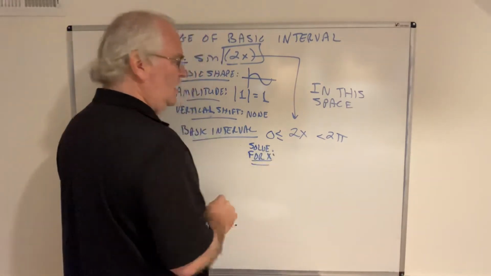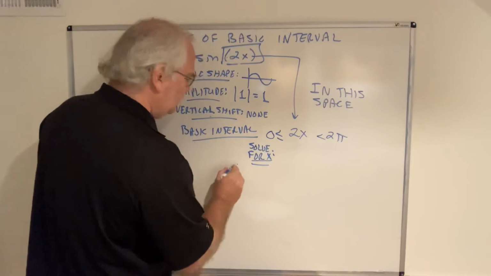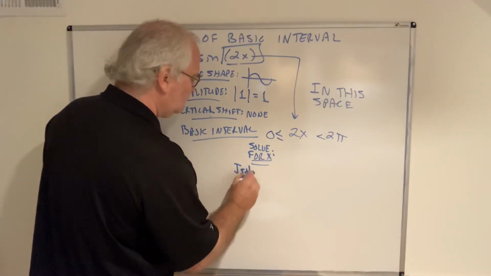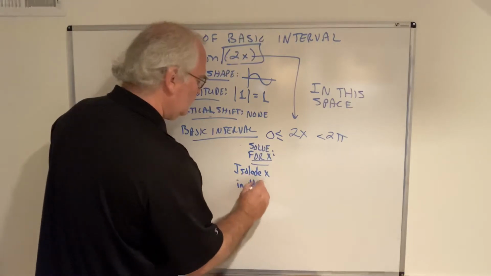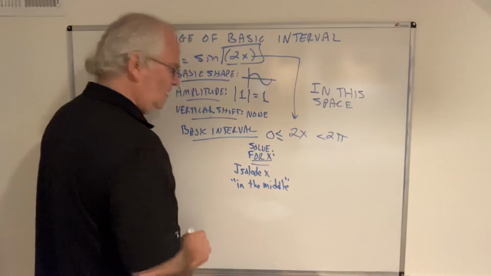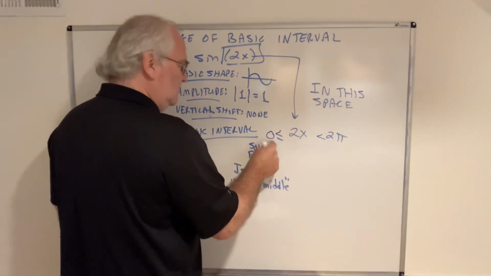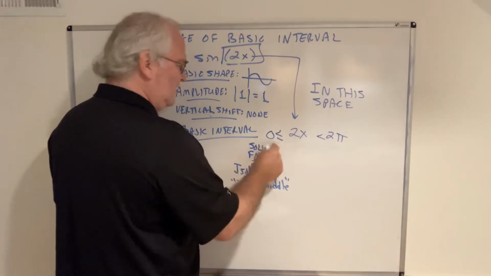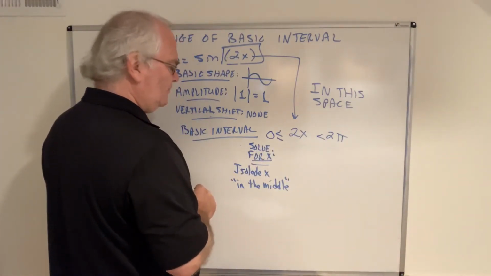Solve this extended inequality for x. And the way we're going to do that is isolate x, get x in the middle. That is to say, in this case, we're going to divide every term by 2, or multiply by 1/2 if you wish.